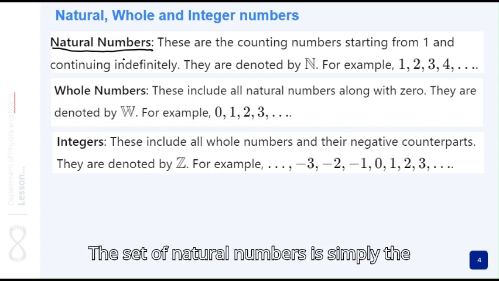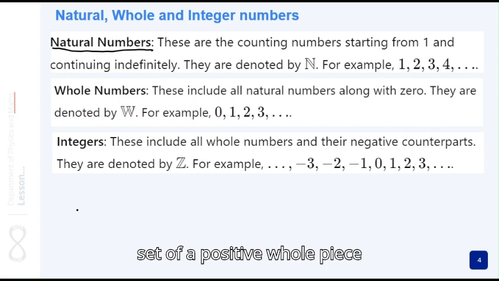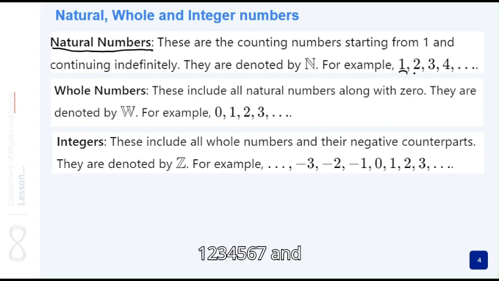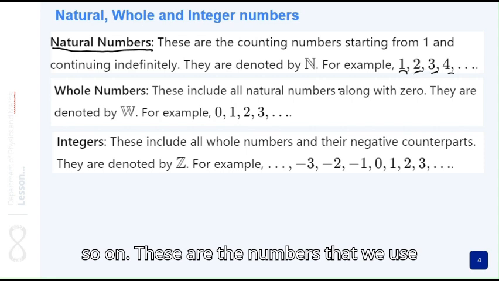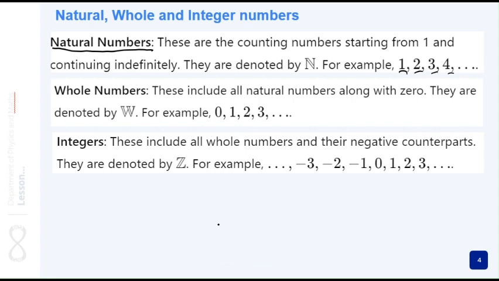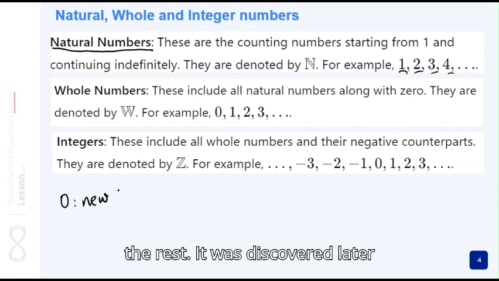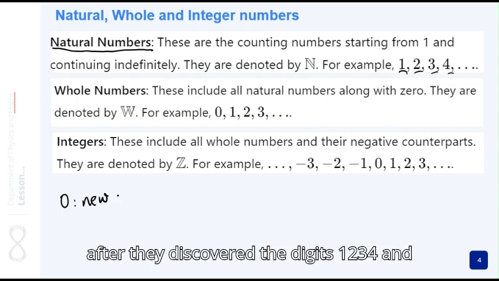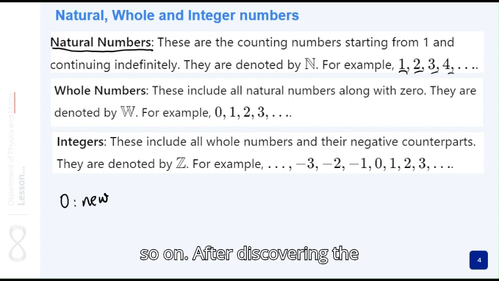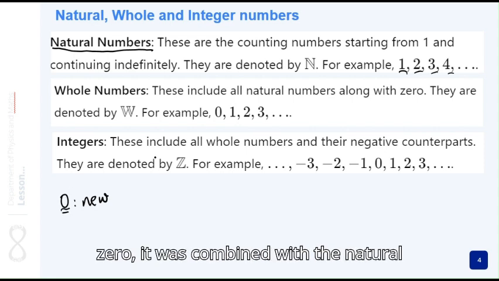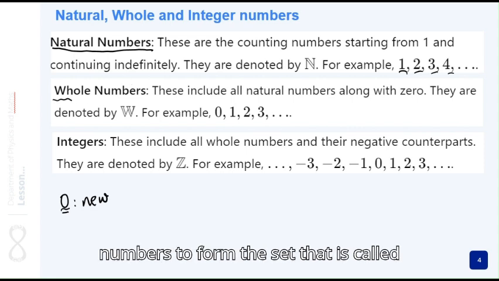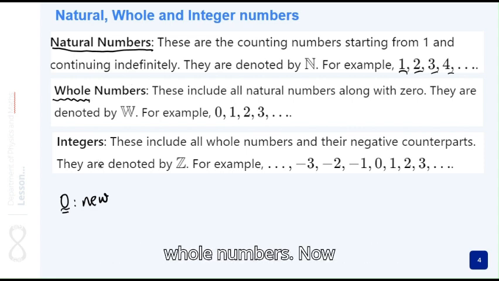The set of natural numbers is simply the set of positive whole numbers, excluding the zero. So it is 1, 2, 3, 4, 5, 6, 7, and so on. These are the numbers that we use for counting. Zero, this digit, was new compared to the rest. It was discovered later, after they discovered the digits 1, 2, 3, 4, and so on. After discovering the zero, it was combined with the natural numbers to form the set called whole numbers.